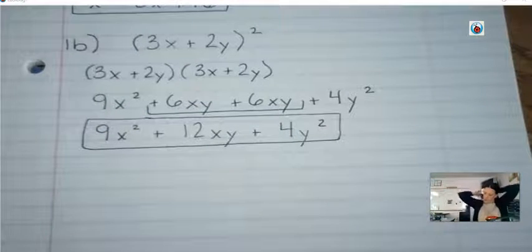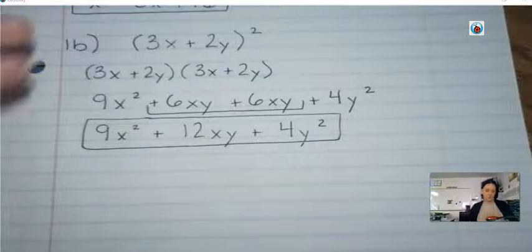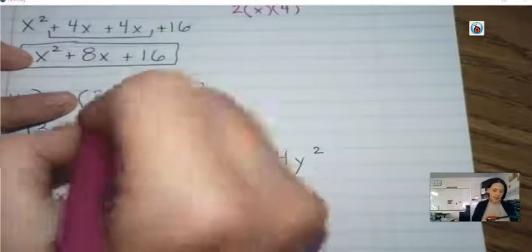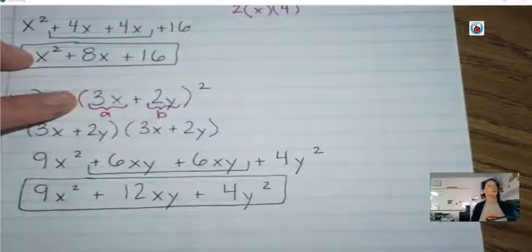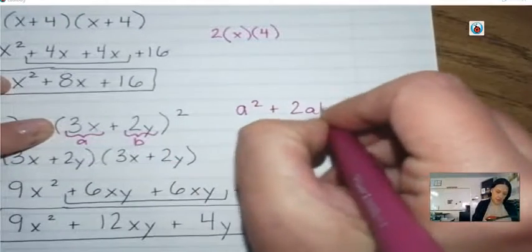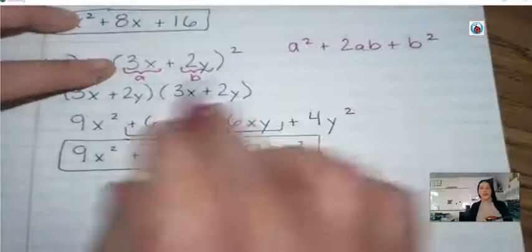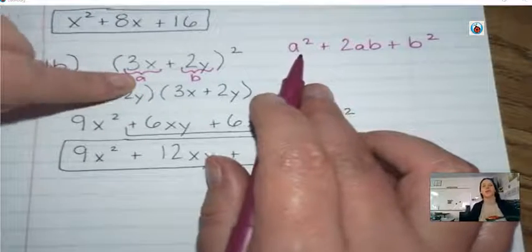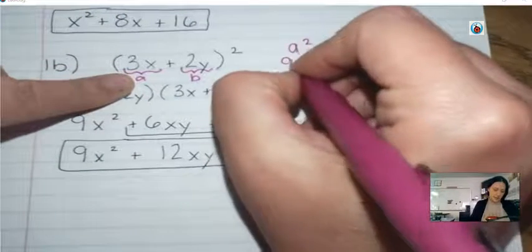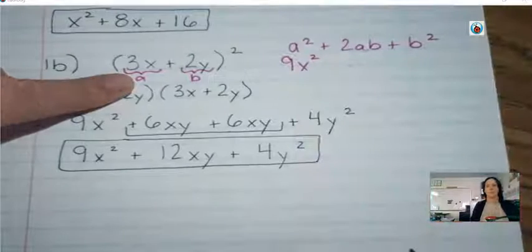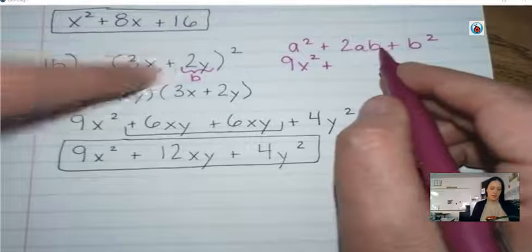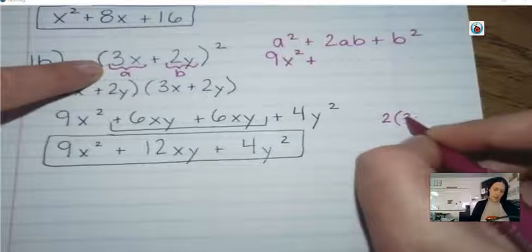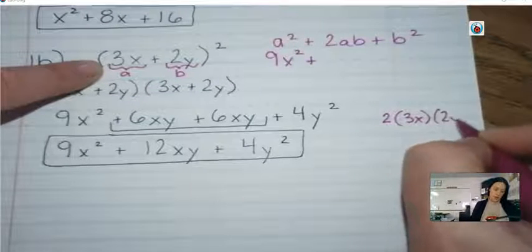Okay, and then I'm going to show you the shortcut. So 3x, this is your a, 2y is your b. So you're going to do a squared plus 2ab plus b squared. Okay, so a is 3x. We're going to square that. 3x times 3x, that's 9x squared, plus 2 times 3x times 2y.